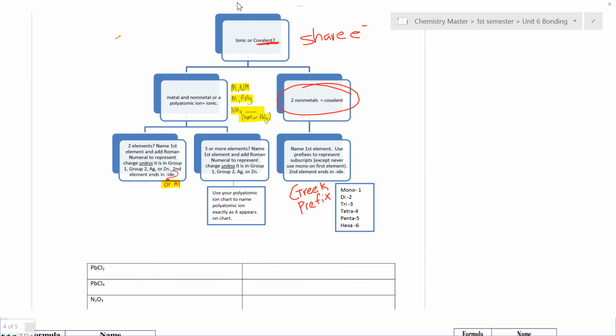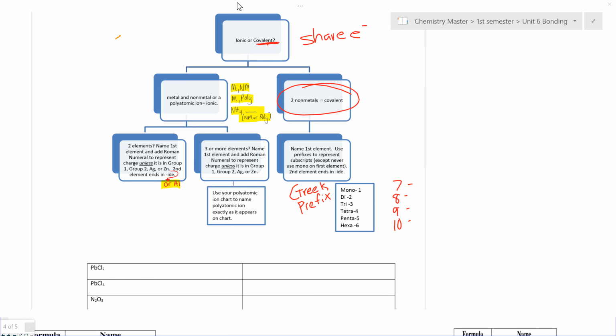Greek prefixes. This is the part that I want you to get ready to write down. Some of these are listed, but not all of them. They are on the back of your chemistry cruncher, which is all over Schoology. Mono means 1, di means 2, tri means 3, tetra is 4, penta is 5, hexa is 6. So that leaves us with 7, 8, 9, and 10.